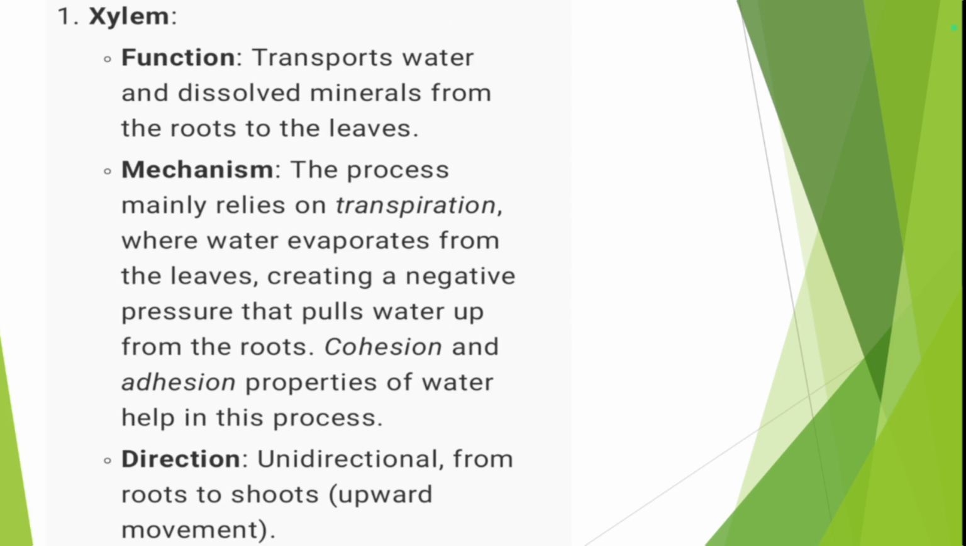So in this manner, the xylem pulls up water and the other minerals which are absorbed by the roots to the different parts of the body of the plant. Now, the cohesion and the adhesion properties of water help in this process. The cohesion and the adhesion are the two main properties of water which help in the process of pulling all the nutrients and the water to different parts of the plant.